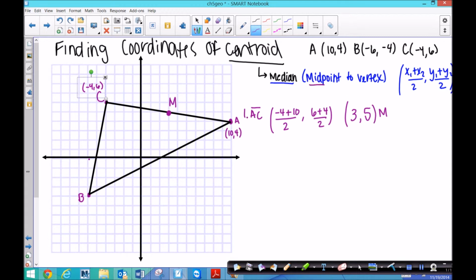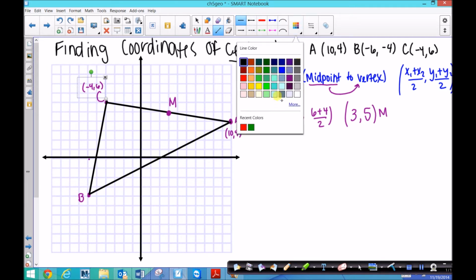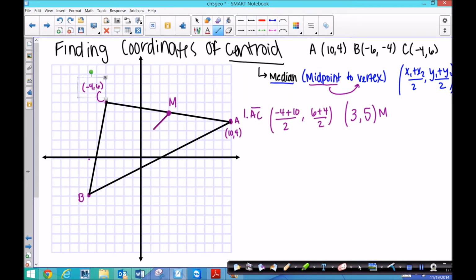And then it says that we need to take that midpoint and connect it to a vertex. Well, as you can see, M is already attached to A and C. So the only vertex that's not yet touching is B. So we're going to connect it to point B. But we need to have at least 2 medians. So we're going to repeat the process for another one of our sides.